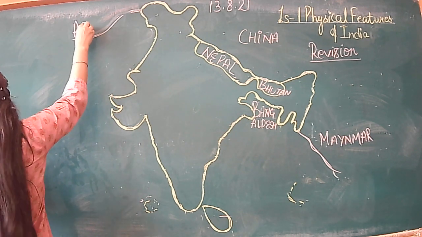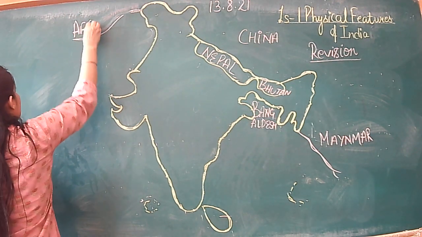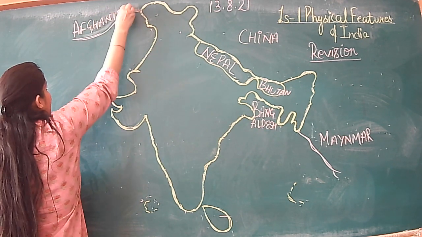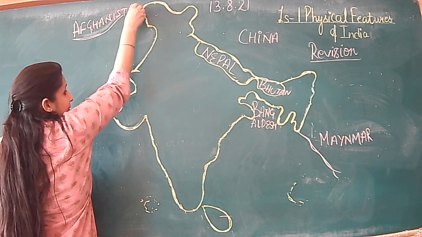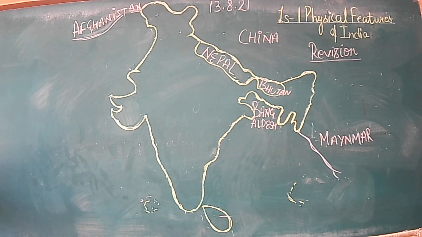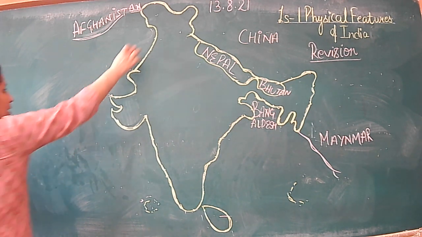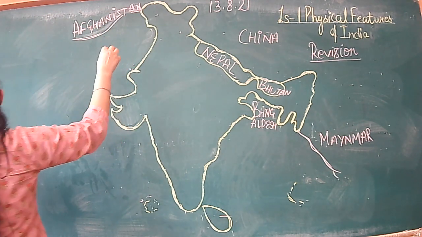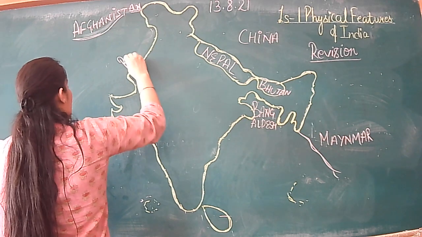So let's label it. So here we have Afghanistan and here we have Pakistan. Another neighboring country, here we have Pakistan. Here is Pakistan and here is Afghanistan. That's in the west. I hope this is clear.